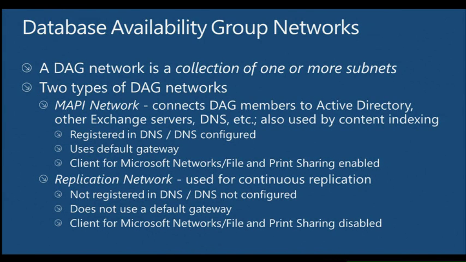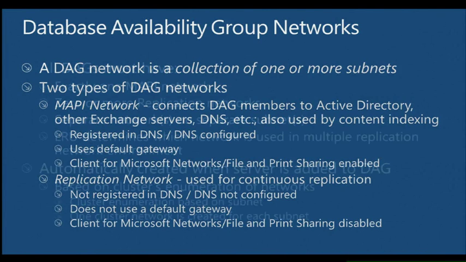So if you don't configure your networks correctly, when you add the servers to the DAG, your DAG networks will not automatically be configured correctly. So that's one thing you need to worry about. These differences are not just there because of the technological needs of the protocol that we're using, but because we use them to distinguish between a MAPI network and a replication network based on the configuration settings.